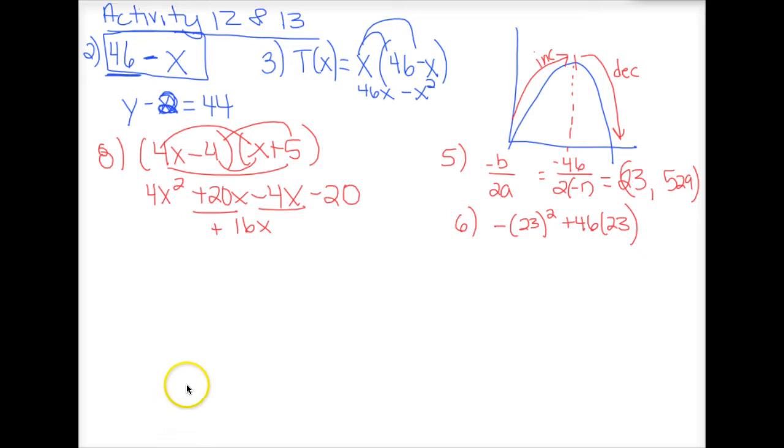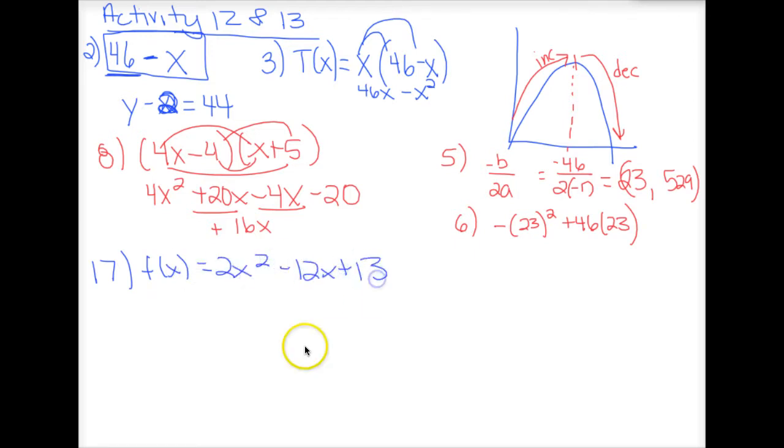All right. 15, 16, 17 ask you for key characteristics of the parabola. Both 15 and 16, when you solve the quadratic, they were factorable. So I'm going to choose 17 because 17 was the one where the x-intercepts were a little trickier than the others. So your original on 17 was f of x equals 2x squared minus 12x plus 13.